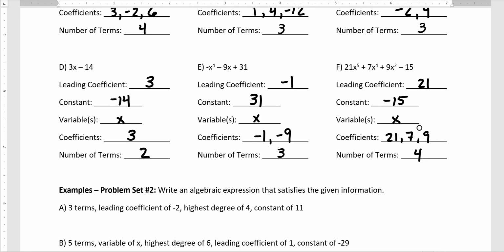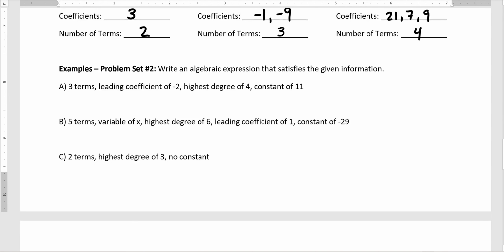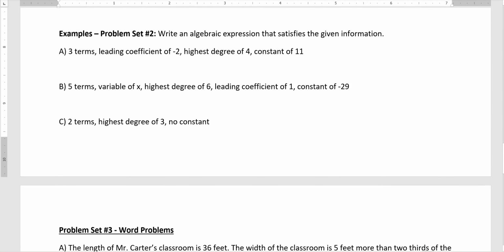All right. How do we do? Raise your hand if we're still struggling. I want to step it up a level though. So looking at these problems here, write an algebraic expression that satisfies the given information. I want you guys to try this on your own first. Go ahead and try A, B, and C, or at least try A, and then let's check to see how we did it together. I'll give you a little bit of time. Go ahead and pause the video. Try to write expressions that satisfy the given information, and then we'll check.